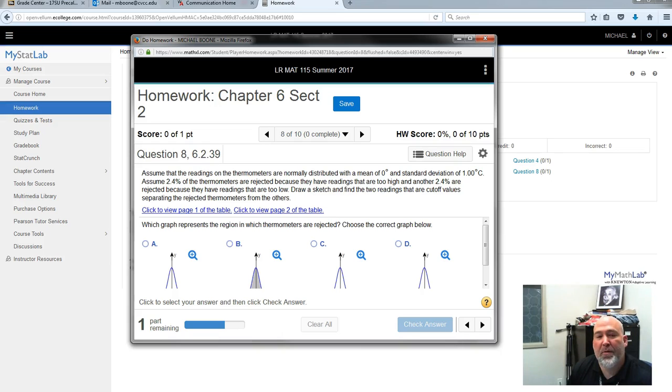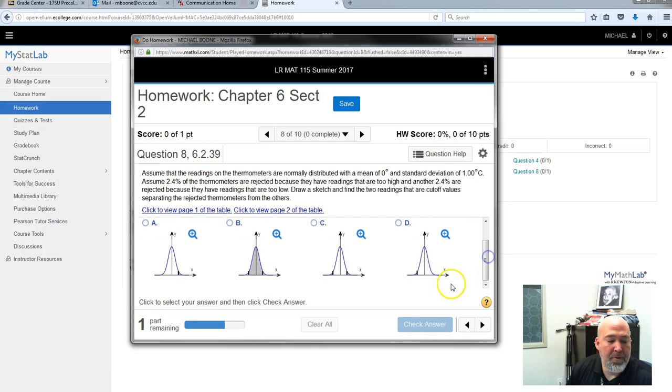Alright, so a student had a question about Chapter 8, Section 2, and a specific problem number 8. So let's work through this one. Assume that the readings of the thermometers are normally distributed with a mean of 0 and a standard deviation of 1. That sounds familiar. That should sound like your standard normal. Assume 2.4% of the thermometers are rejected because they have readings that are too high, and another 2.4% because they're too low. Draw a sketch and find the two readings that are cutoff values separating the rejected thermometers from others.